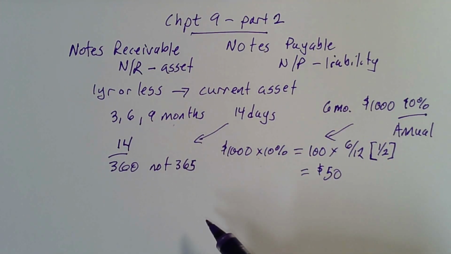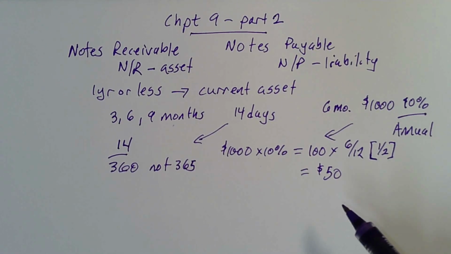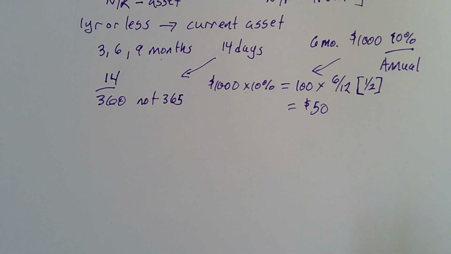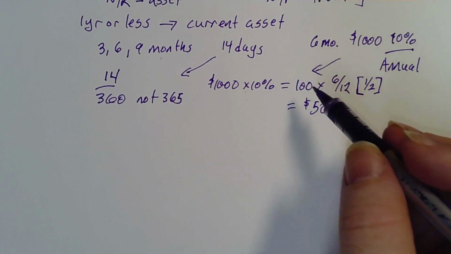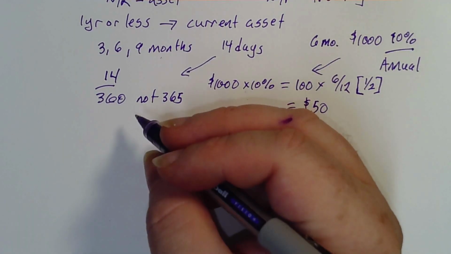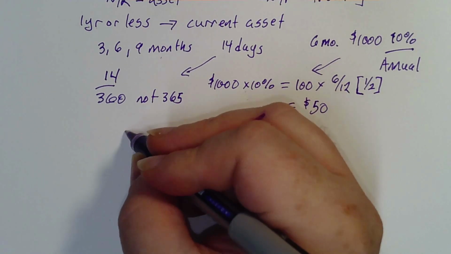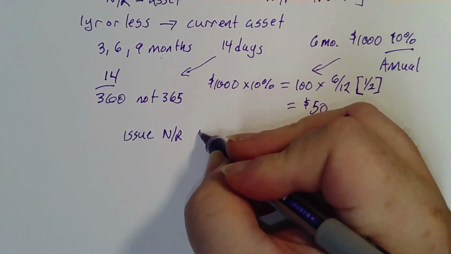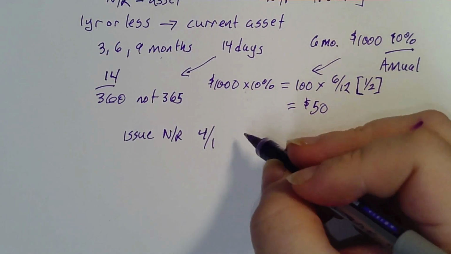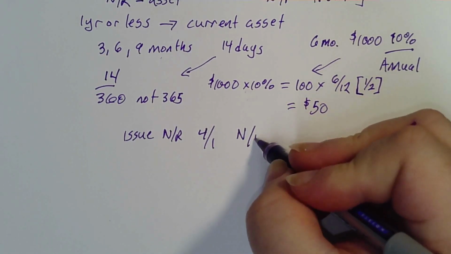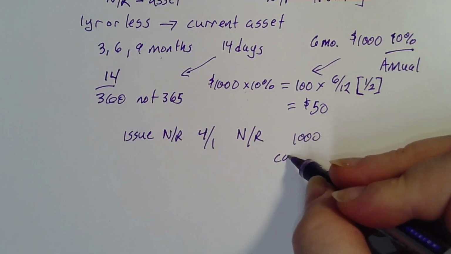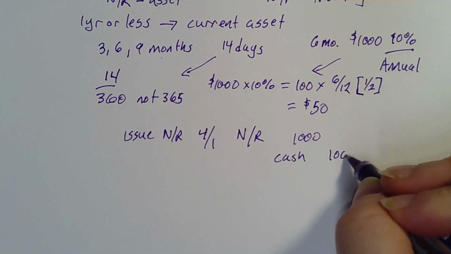So when we look at here, let's just issue a normal notes receivable and see what it looks like. So let's say we've got a 6-month note and we're issuing it on April 1st. So we issue the notes receivable on April 1st, and we're going to have an asset now, a notes receivable, and we're going to give cash. So it'd be a credit to cash.